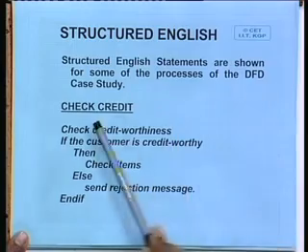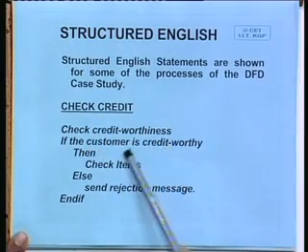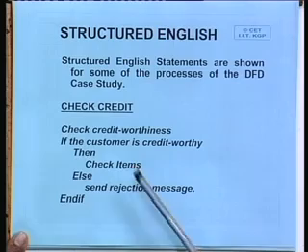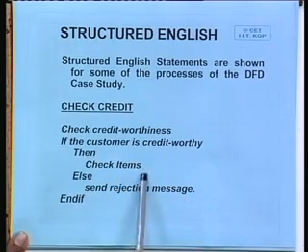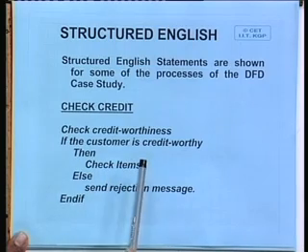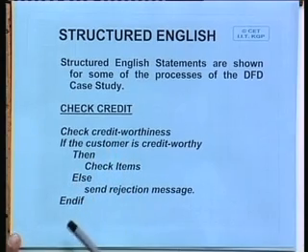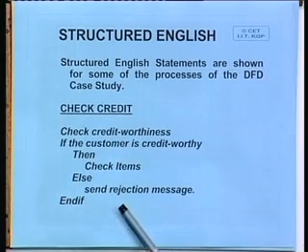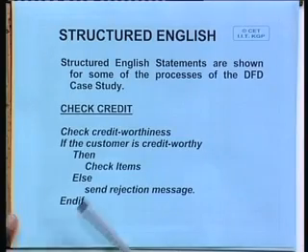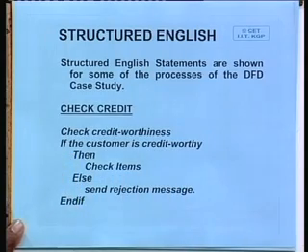For some of the processes, that is check credit worthiness: if the customer is credit worthy, then check items, else send rejection message, end if. So, you see, the check items is actually the next process. Here, what we have done is made a hierarchy of structure charts. It is not that every portion is put into one big structure chart; we have put it stage by stage. The first one is check credit, where if it is an if condition, then you go to check items.